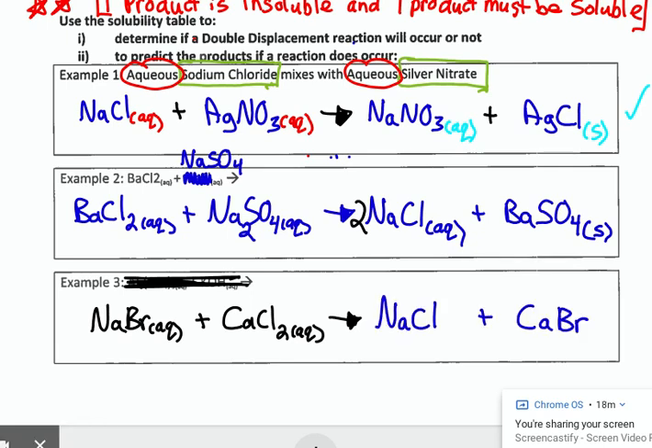So if you've done your crisscross properly, this one's pretty easy. The sodium and the chlorine are going to hook up, and the calcium and the bromine are going to hook up. So now you have to go to your solubility table and get your subscript. So I want you to hit pause and try that on your own.